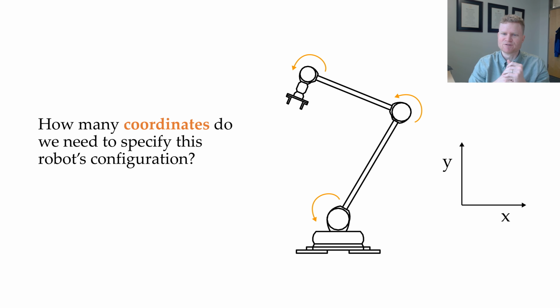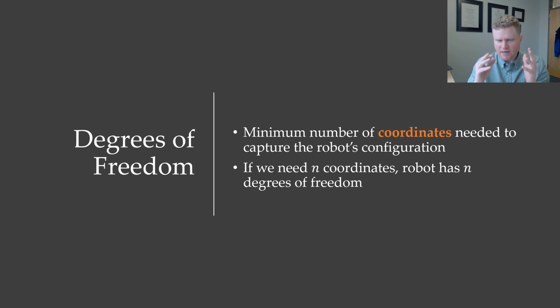Bonus points, of course, if you realize that this was a serial robot arm. But if you're kind of understanding these two examples, then you get the idea of what is a degree of freedom. So degrees of freedom, that's the minimum number of coordinates that I need to capture a robot's configuration, like where it is in space, position, orientation, all those things. How many coordinates do I need to capture that? So if I need n coordinates, then my robot has got n degrees of freedom. And as a tip, we often abbreviate degrees of freedom by just writing DOF, degrees of freedom.